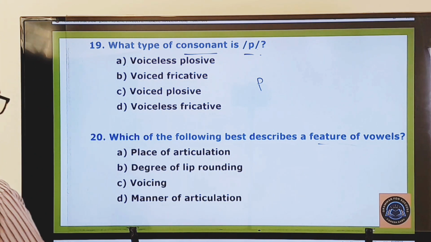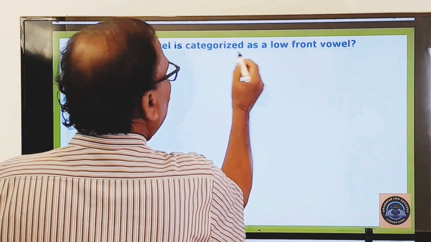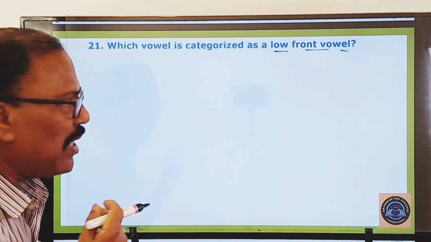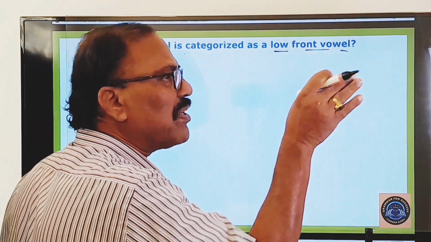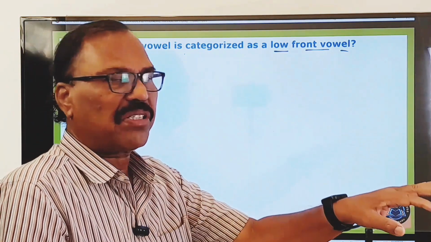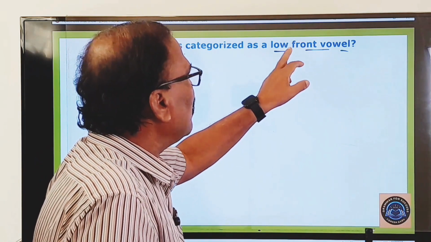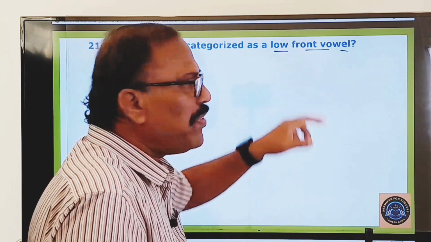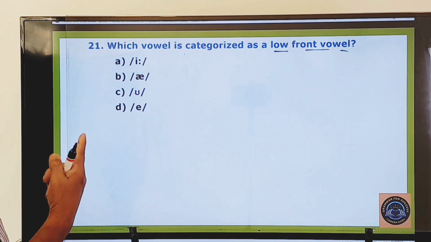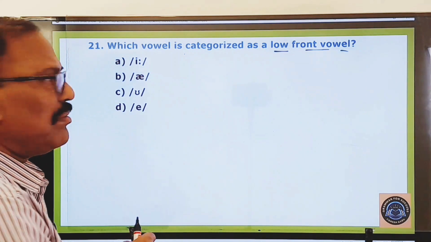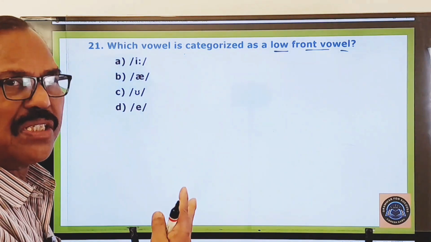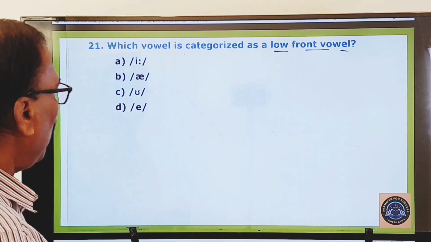And here you go to the 21st question. Which vowel is categorized as a low front vowel? Low means the tongue goes down, first point, and front means the tongue moves forward. Two things will happen at the same time. The tongue goes downwards, then forwards. So downwards and forwards, what is that vowel that has these two features? Say E, U, E. Please pronounce these sounds and then decide. I don't give you the answer, right?